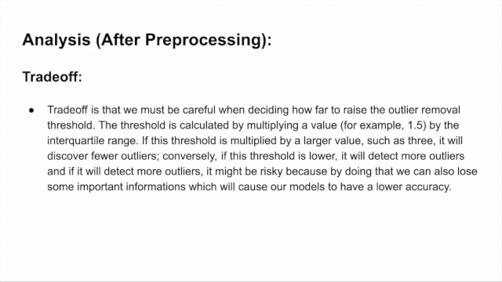The trade-off is that we must be careful when deciding how far to raise the outlier removal threshold, because if the threshold is very high, then very few outliers will be detected, the error will rise, and the accuracy will be lower. But if we take the threshold very low, then more outliers will be detected, and this can also raise the risk of information loss.